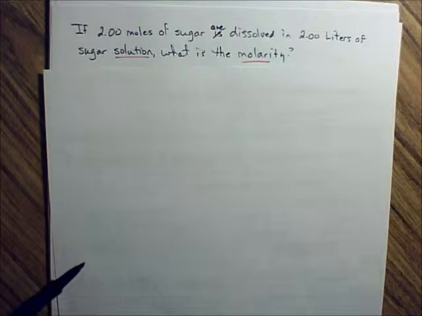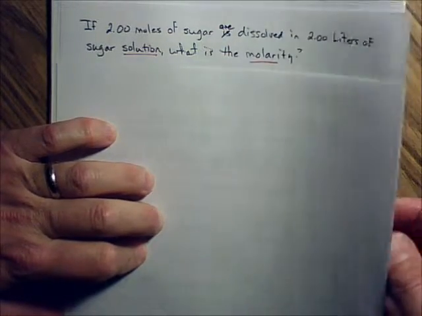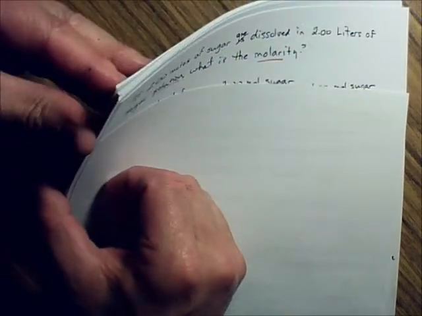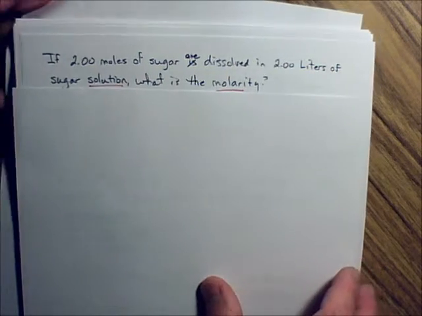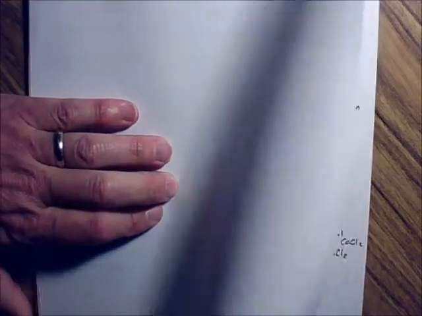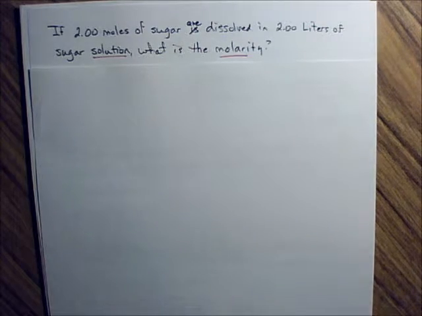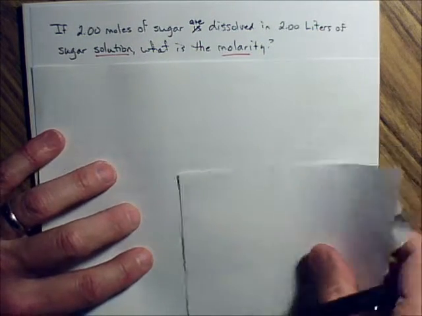Here's a problem. 2.00 moles of sugar are dissolved in 2 liters of sugar solution. What is the molarity?